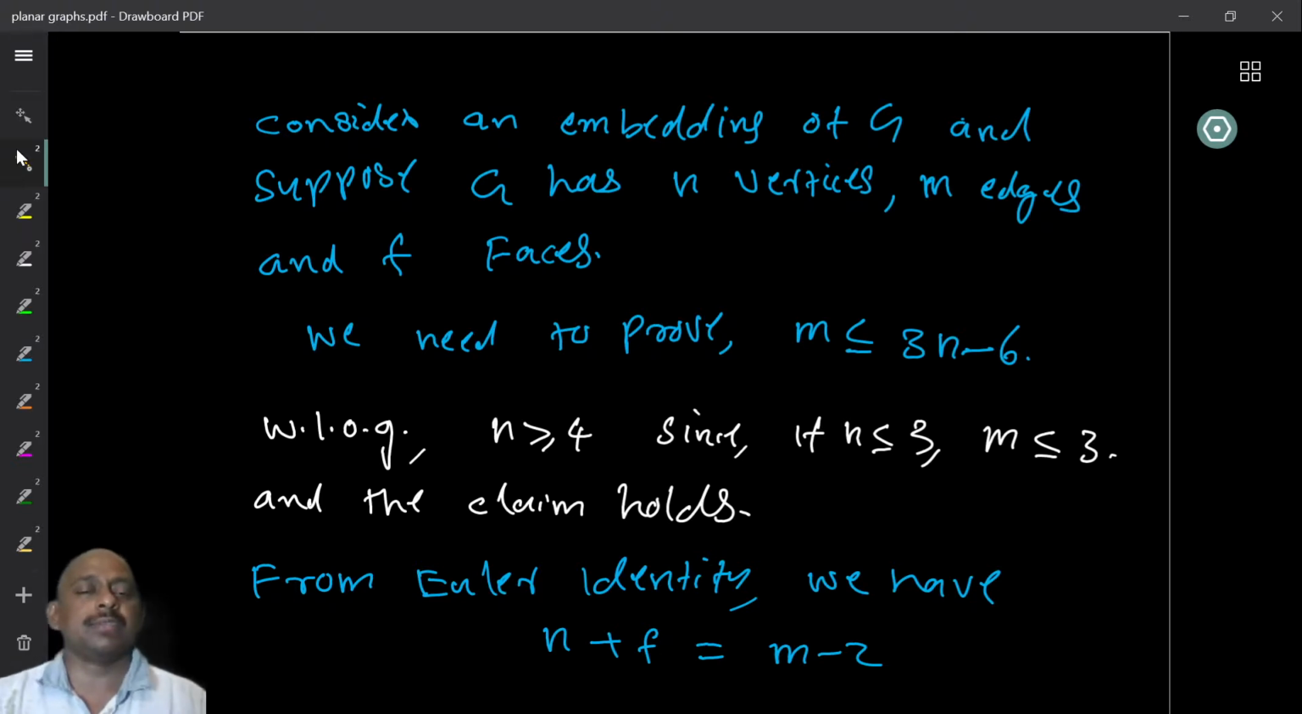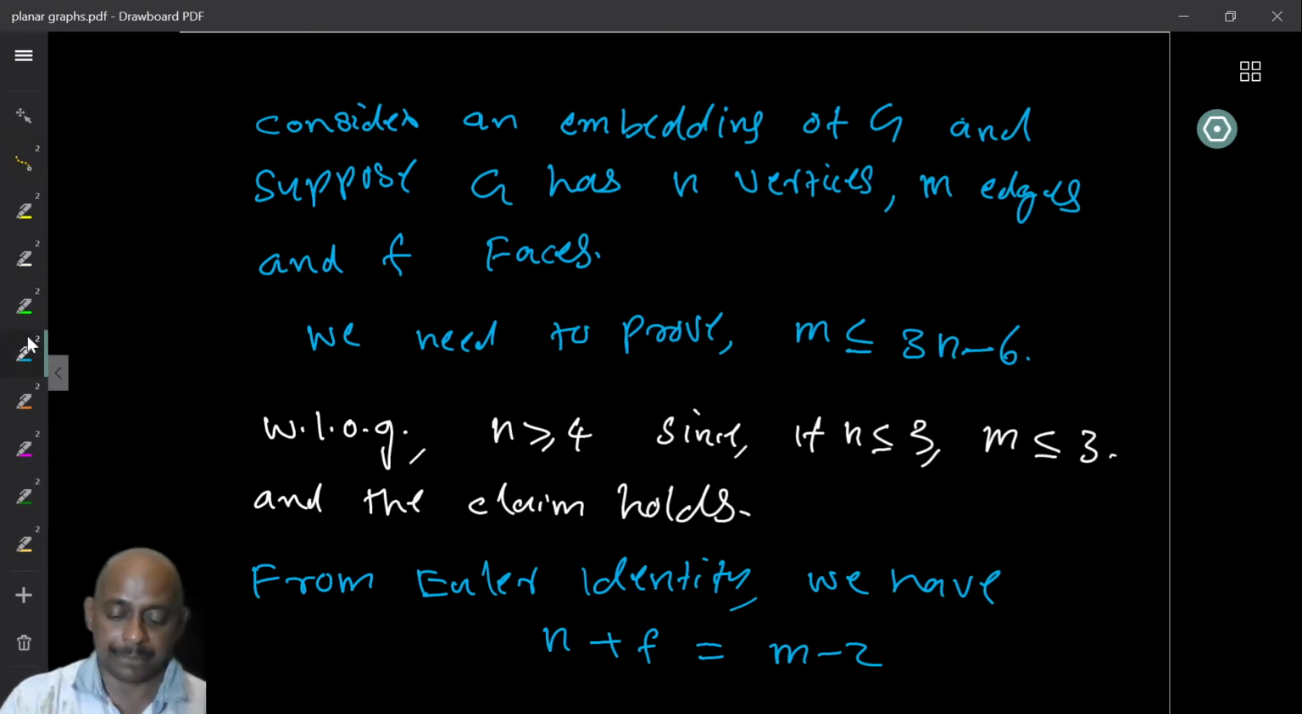Now, we will assume that n is at least 4, because the case of 3 is done. So let us start with the assumption that we have at least 4 vertices, and we have the Euler identity. The Euler identity says that the number of vertices n plus the number of faces f is equal to the number of edges m plus 2.